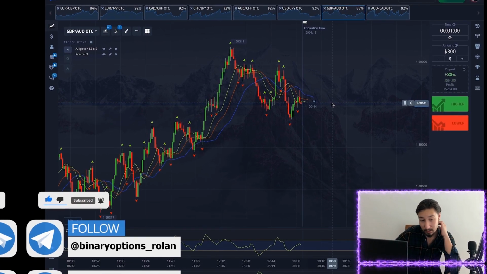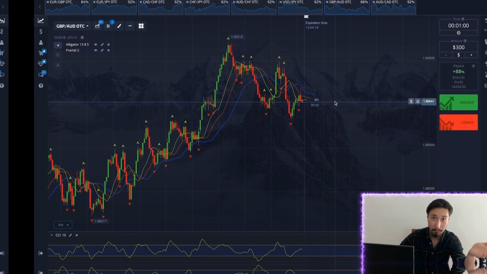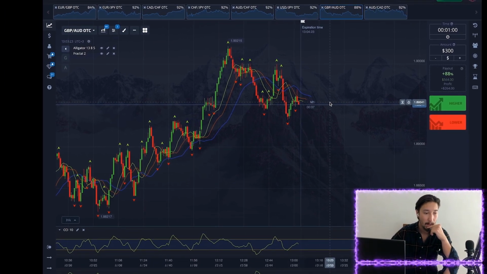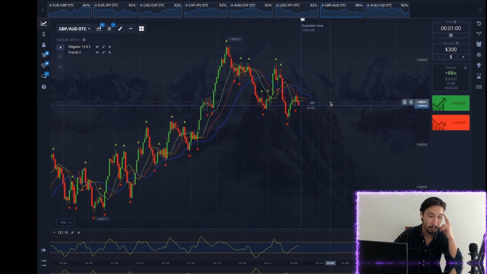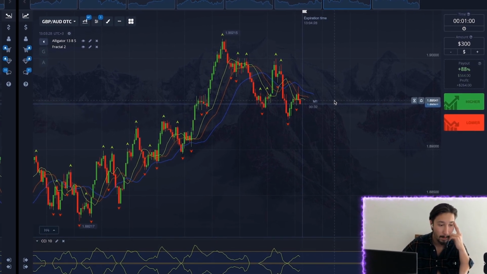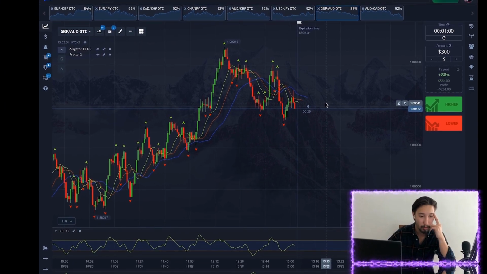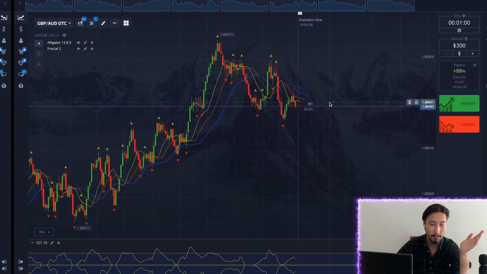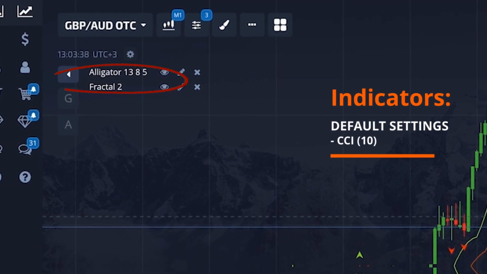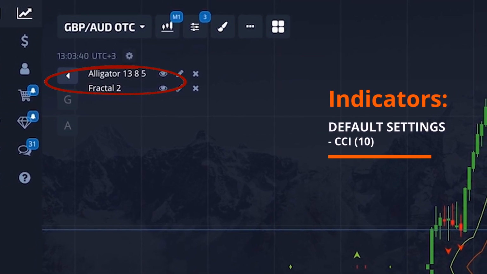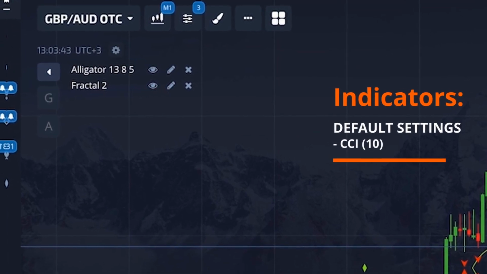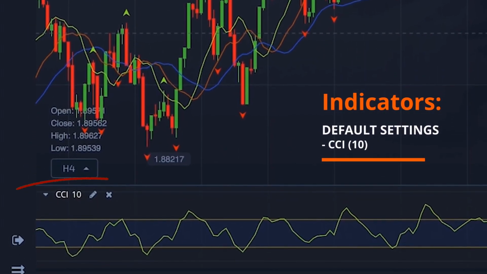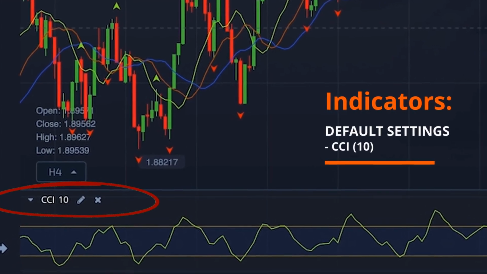Today we're going to use trend indicators because the OTC is a trend market. I try to navigate the trend, and for this I selected two trend indicators. You're going to ask me what the trend indicators are. Of course, this is Alligator and Fractal. You may see them here. These two indicators come with absolutely default settings, guys, for this broker, and to help them I also have the CCI oscillator with the period of 10.